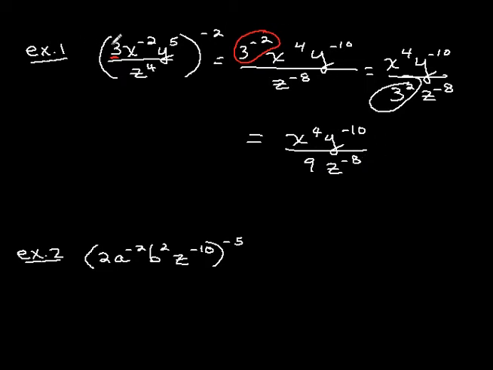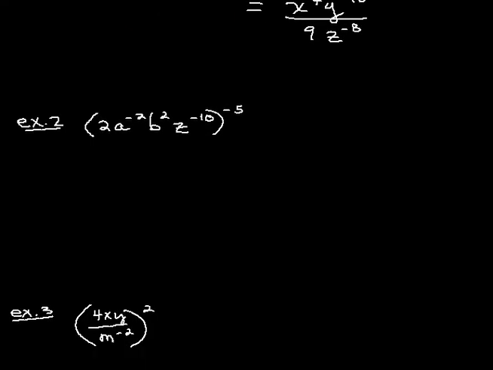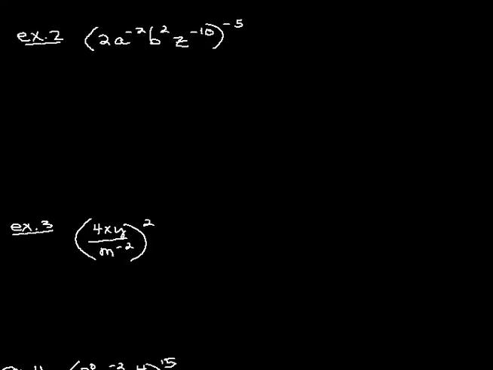Just be really careful with this. We're not going to multiply these two. We only multiply exponents. We raise the coefficients to the power, but you can't raise it to a negative power, so it has to go to the denominator and become positive. Let's try another one. Okay, same idea. We have 2 to the -5th power, so we're going to just write that 2 to the -5th. I am not going to write -10. Then we're going to get a to the 10th, b to the -10th, and z to the 50th.